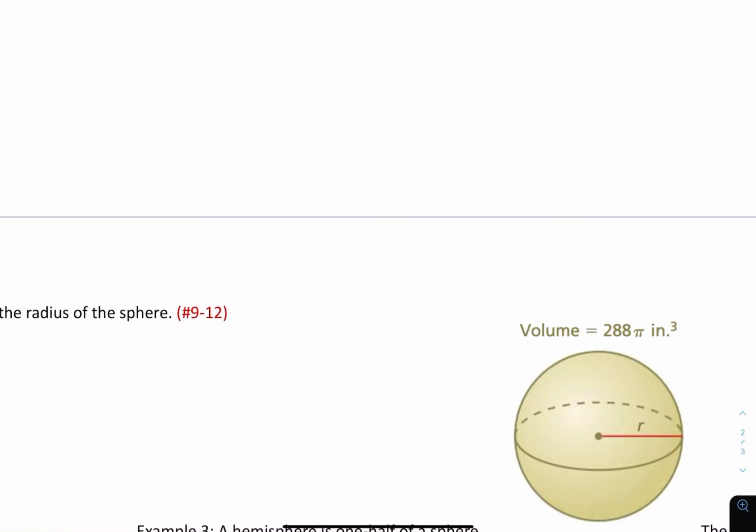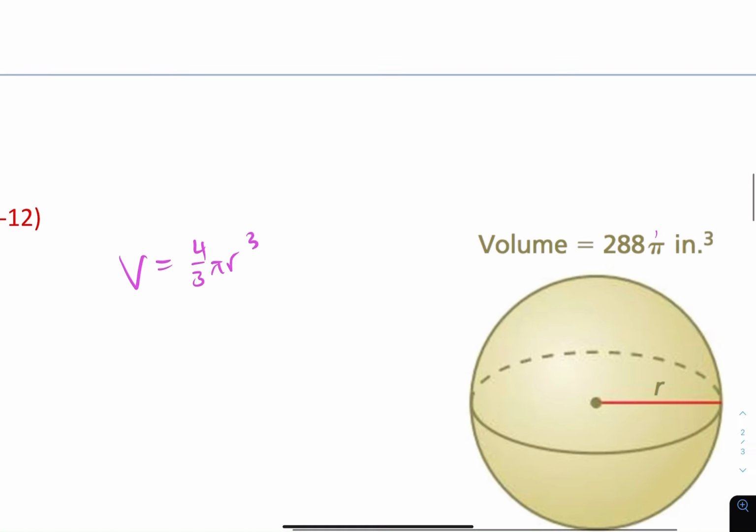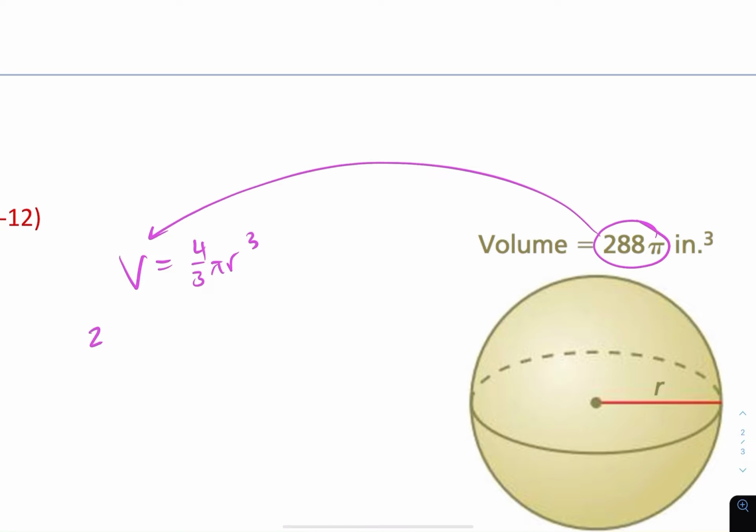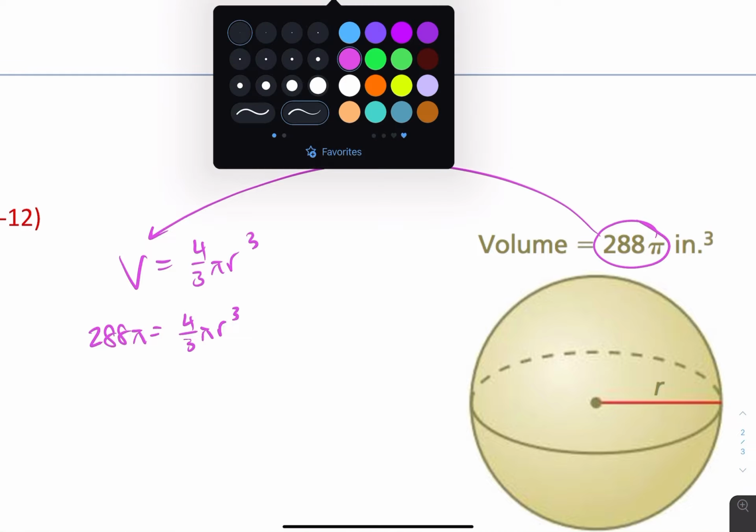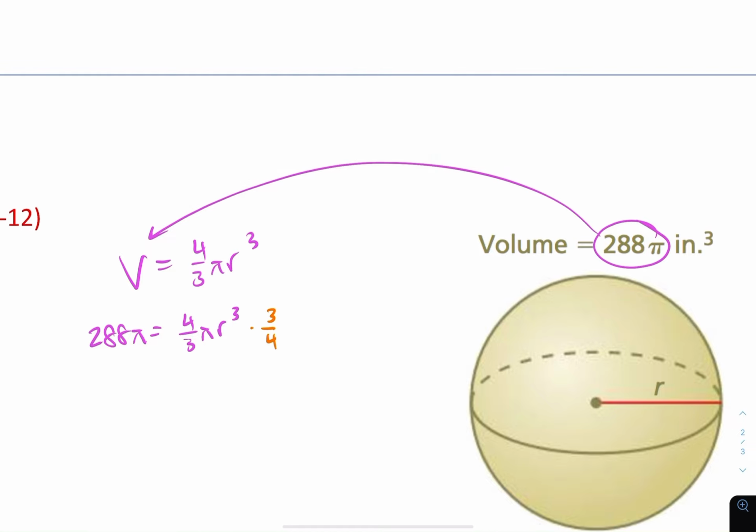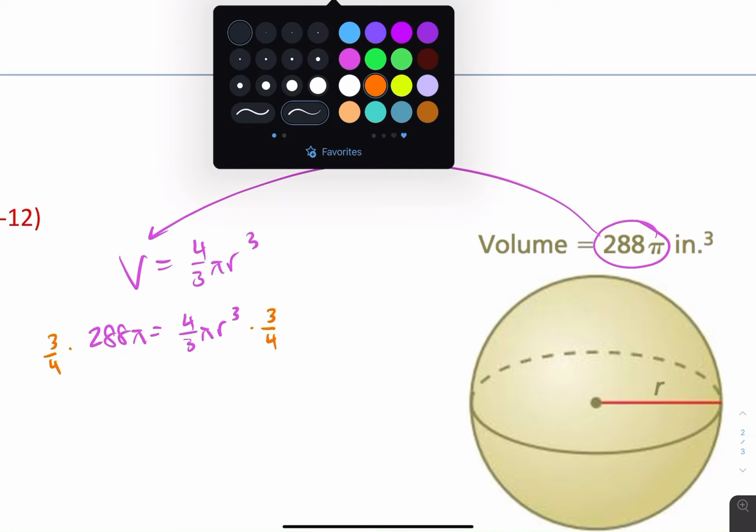Okay, so once again, the volume of a sphere is V equals 4 over 3 pi r cubed. So I'm going to plug in 288 pi for volume. So 288 pi equals 4 over 3 pi r cubed. And always remember, I would try to get rid of that fraction first, because that fraction isn't making things easier for me. So how would I get rid of it? I would multiply both sides by the reciprocal. The reciprocal is the inverse of it, 3/4, 3/4.